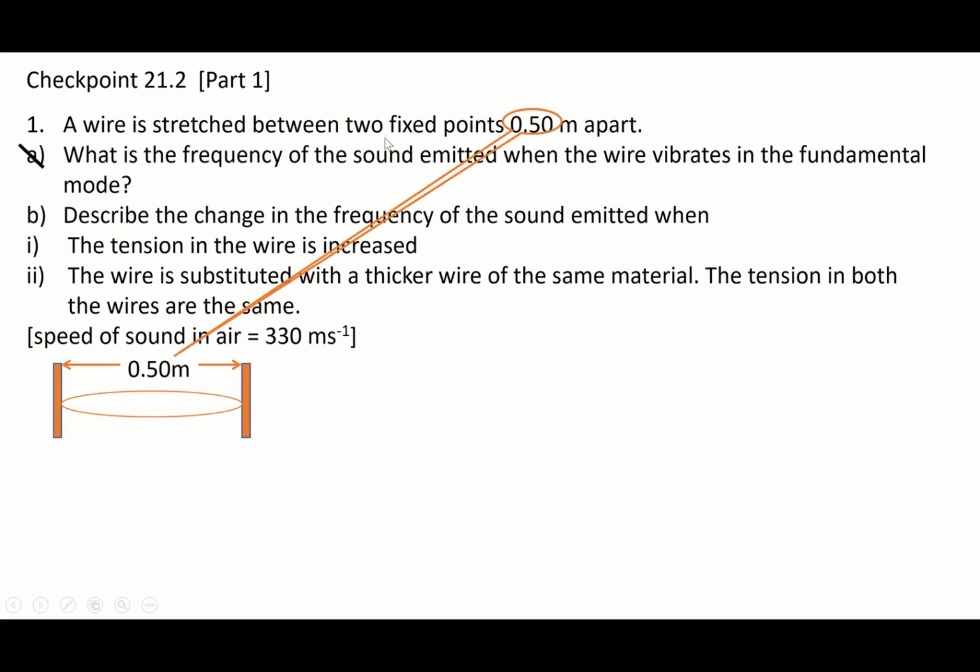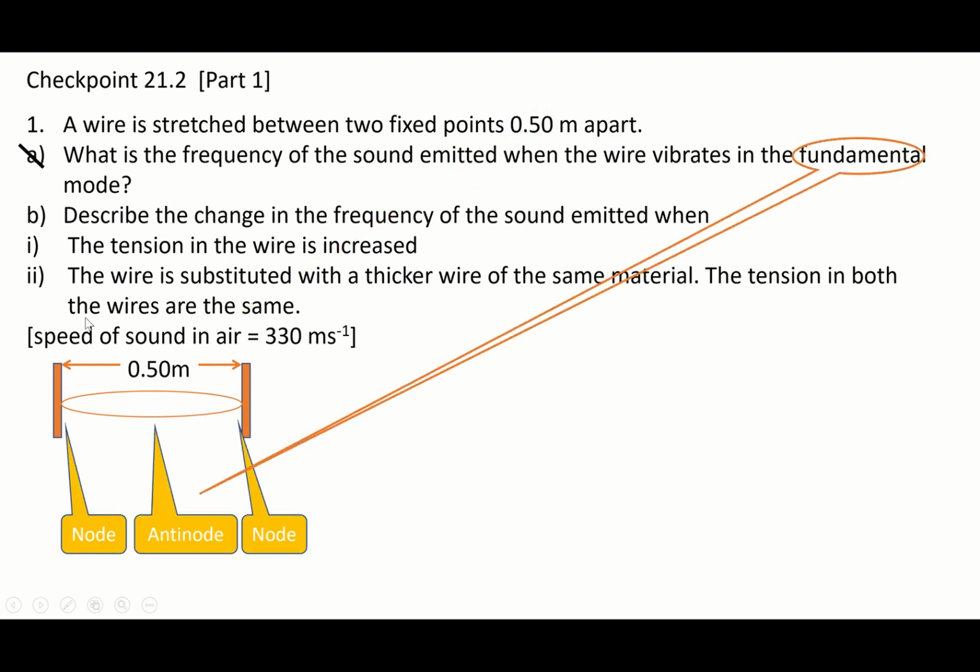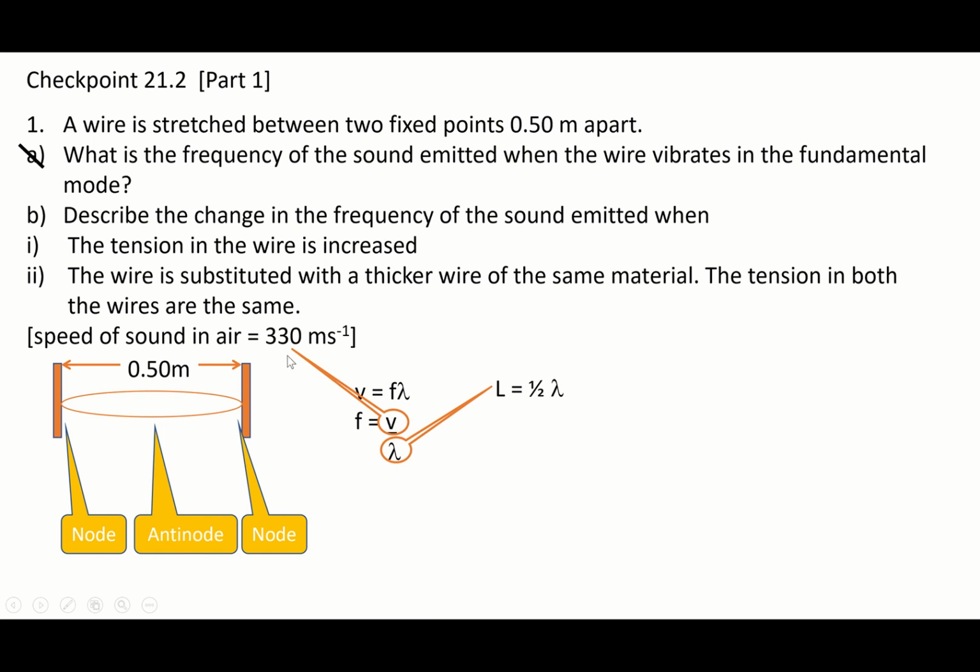So for the first question, a stretched wire between two fixed points for a distance of 0.50 meter. The shape for the fundamental mode is like this, where we have two nodes and one antinode. From v equals f lambda, f equals v per lambda, so we are going to substitute the speed, 330 meter per second. For the lambda, we can determine it from the shape of the wave for the fundamental mode.